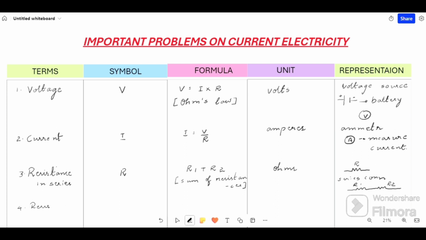Now next, resistances connected in parallel. It is also given by R. R equivalent is 1 by R1 plus 1 by R2. Unit ohms. It is generally represented like this. R1 and R2 resistances are connected in this form. Now moving on to problems.